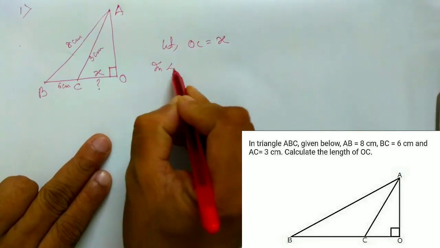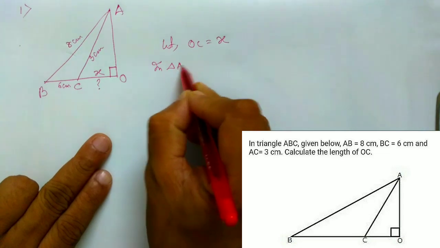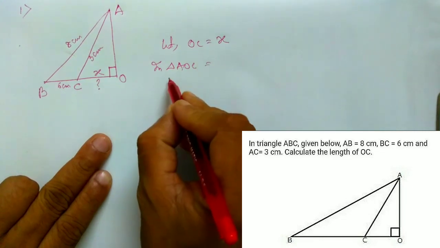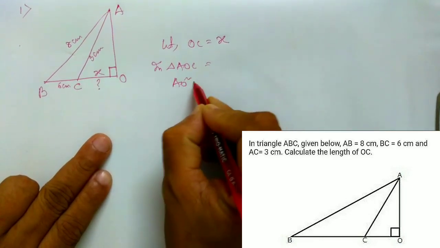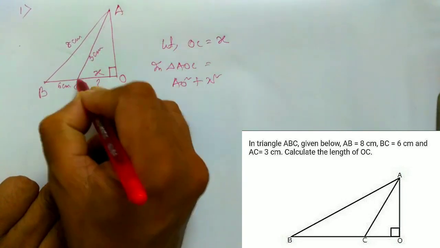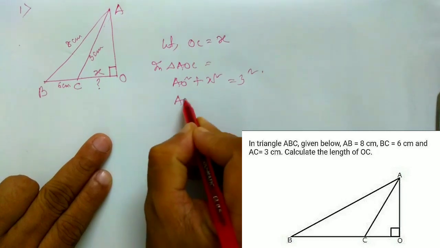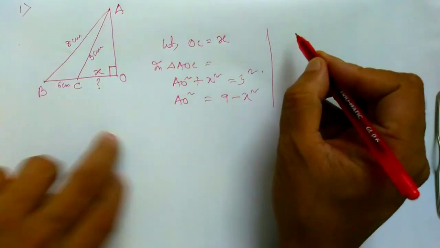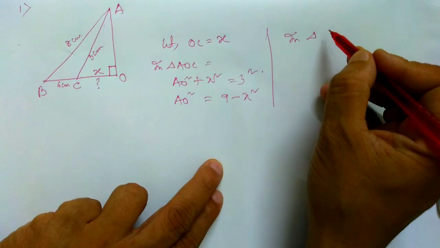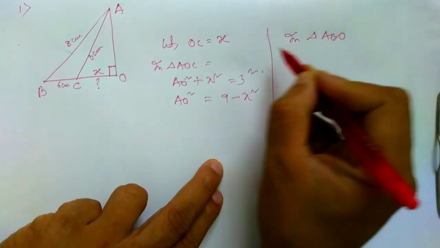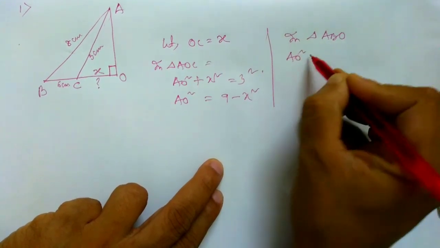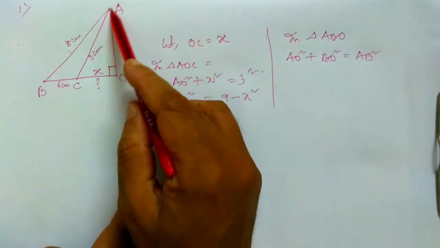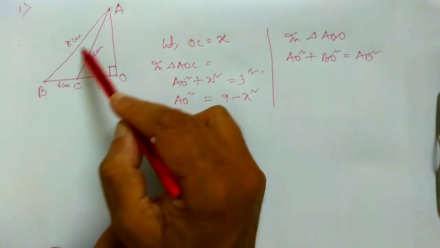Now, in triangle AOC, I can write that perpendicular square plus base square equal to hypotenuse square. So let us write that AO square plus X square, base is X, equal to hypotenuse square equal to 3 square. So that is AO square equal to 9 minus X square. Now, in triangle ABO, again AO square plus BO square equal to AB square. This is the bigger triangle, perpendicular square plus base square equal to hypotenuse square.